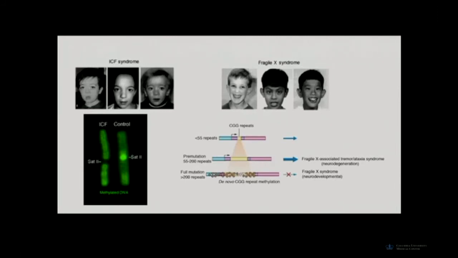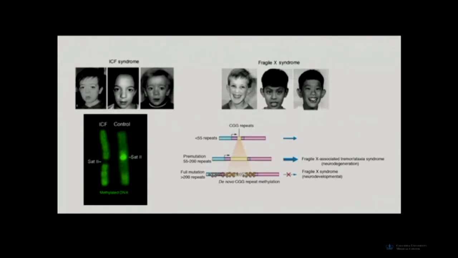The full mutation, more than 200 repeats, triggers de novo methylation of the promoter of this gene, and the Fragile X gene, FMR1, is not expressed. There's a neurodevelopmental syndrome involving large testes, these characteristic facial anomalies, and mild to severe mental retardation.